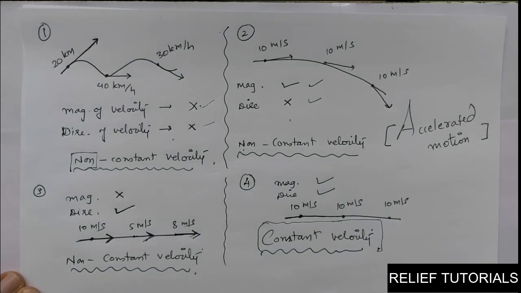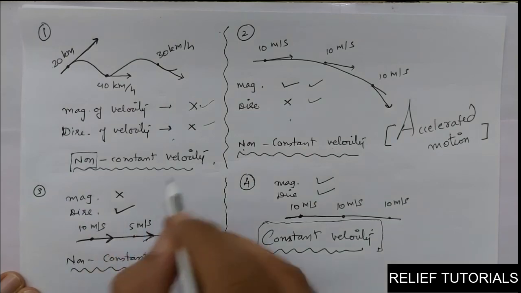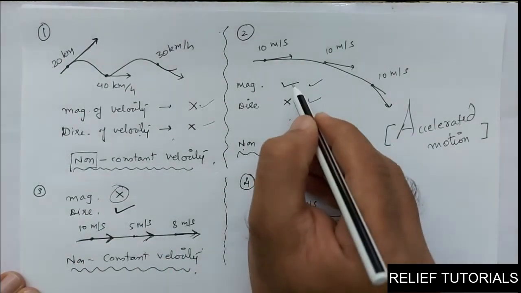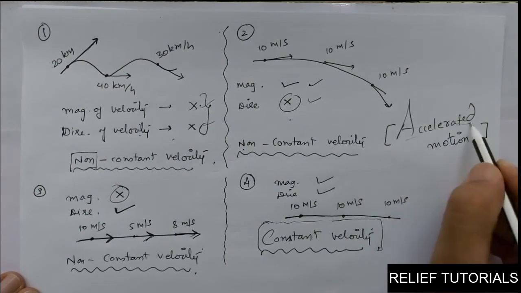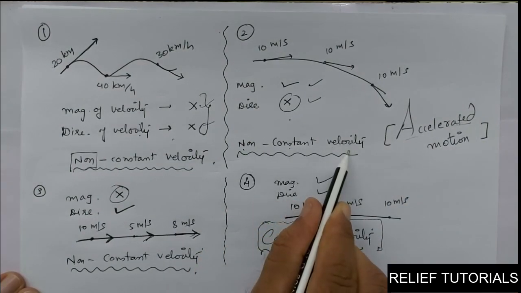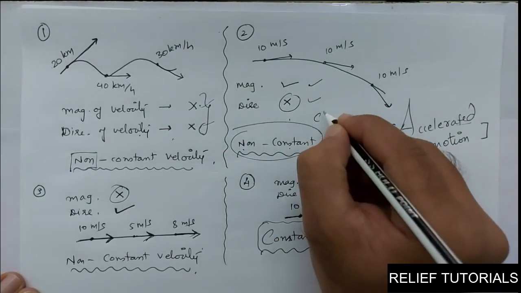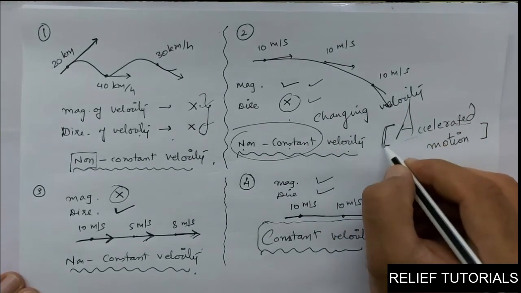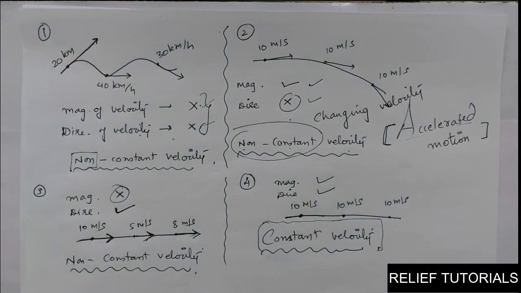So the motion in which velocity changes, let me give some more stress on the definition, the motion in which velocity changes due to magnitude or direction or both. Here the magnitude changes, here direction changes, here both change, and such type of motion is called non-constant velocity. Non-constant velocity is also called changing velocity motion. Simple words. And most properly, it is accelerated motion. So what do you mean by accelerated motion? Simple thing you have to remember, that when you hear the word accelerated motion, it means velocity is changing either due to magnitude or due to direction or due to both.